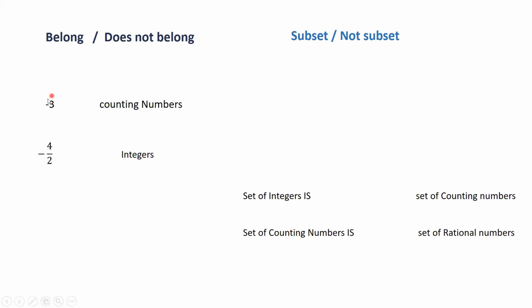Like here, -3 belongs or doesn't belong, or subset or not subset to the counting numbers. I'm going to think at first. I'm going to choose belong and doesn't belong, or subset and not subset. -3 is only one number, one element. So I'm going to choose from belong and doesn't belong. Now, -3, can we say that this is a counting number? Of course not, because this is a negative. So we will choose doesn't belong to. And this is the sign of doesn't belong to.